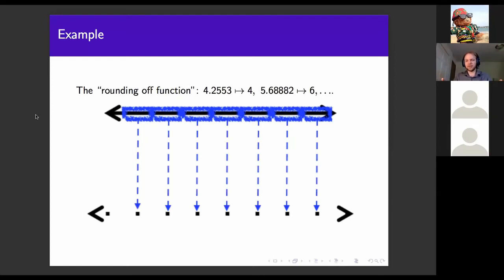integers over there. However, you can convince yourself that you're never changing distances between points by more than 1 when you do this map. Like if your two numbers were about 1 apart, they're never going to be more than 2 apart when you map them.